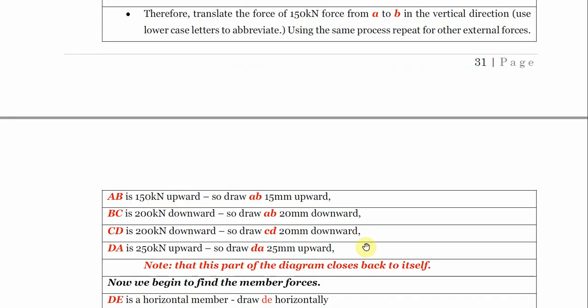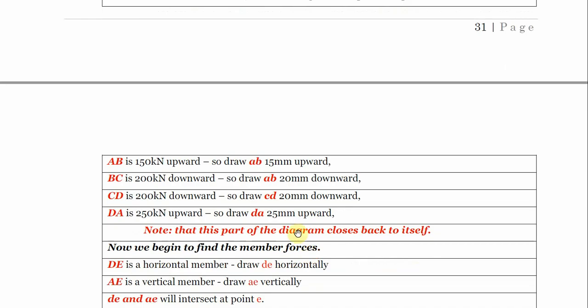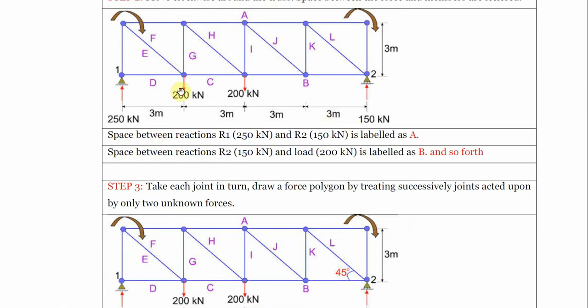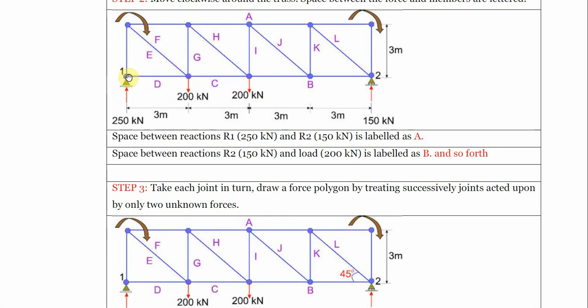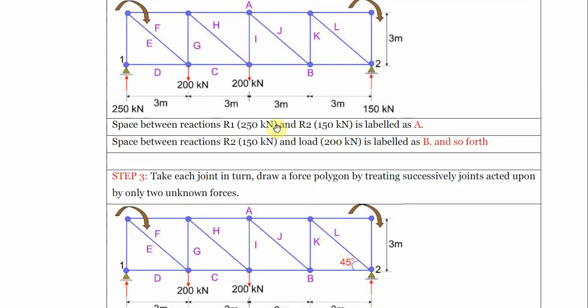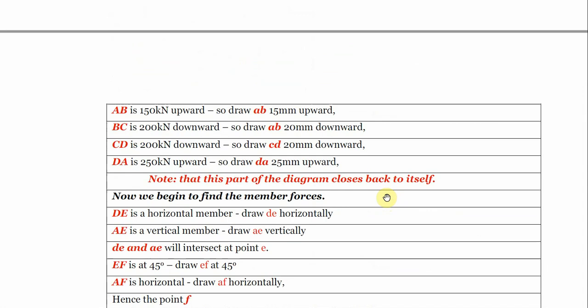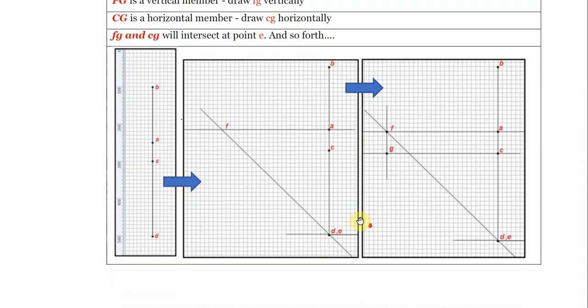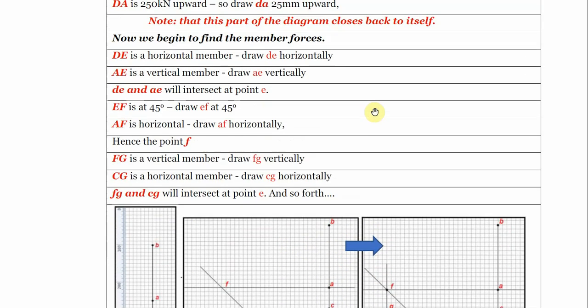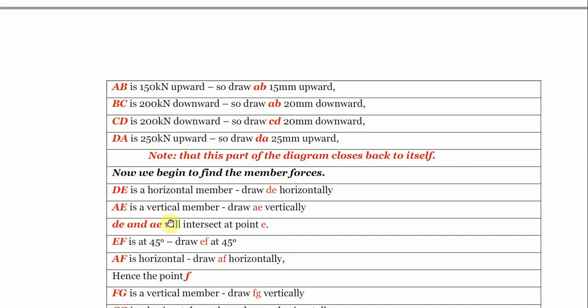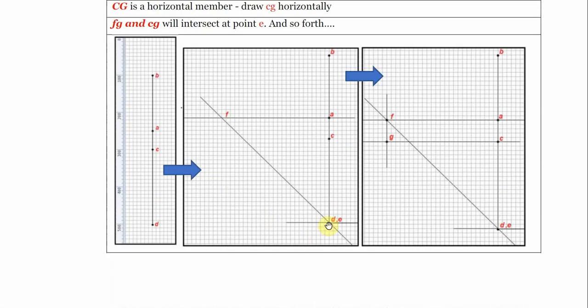the major forces, we now take into consideration the member forces. The member forces are what we are going to treat now. We begin to find the member forces. DE is a horizontal member, so we draw DE horizontally, starting from this particular point here. We just draw a horizontal force here. Now, the next thing is AE, which is a vertical force. We draw AE vertically.